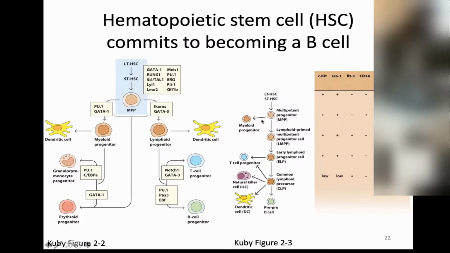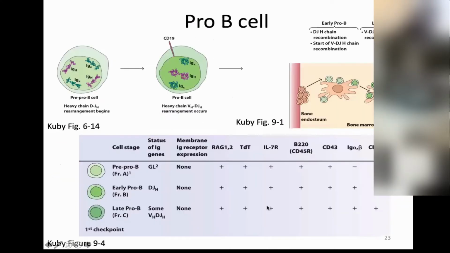So you can see that it decides first, no, I'm not going to be a myeloid cell. No, I'm not going to be a T cell. No, I'm not going to be an NK cell. And then it is ready to become a B cell. And so the first cell that we're going to really think about is known as a pro-B cell.